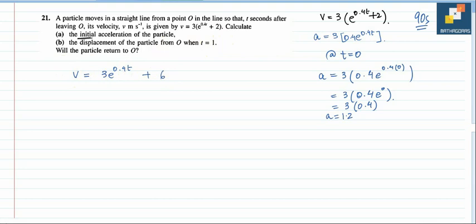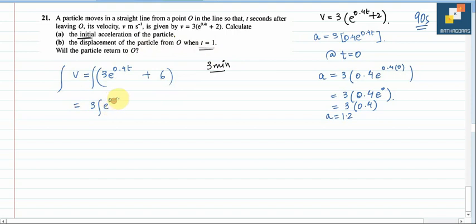First you need to integrate the function, find the value of c, and then find the final value of displacement at t equals 1, and you have a time of 3 minutes. So start. Alright, so when you apply the integration on this equation, it will be 3 times the integral of e to the power 0.4t plus the integral of 6.